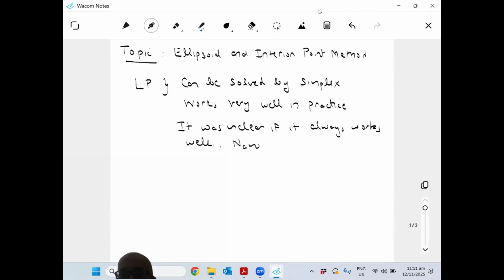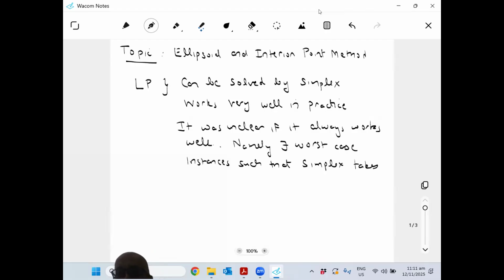Namely, there exist worst case instances such that simplex takes an exponential number of iterations. We won't do the worst case instances, but it's there in the book, for example. So what does it mean, a worst case instance?